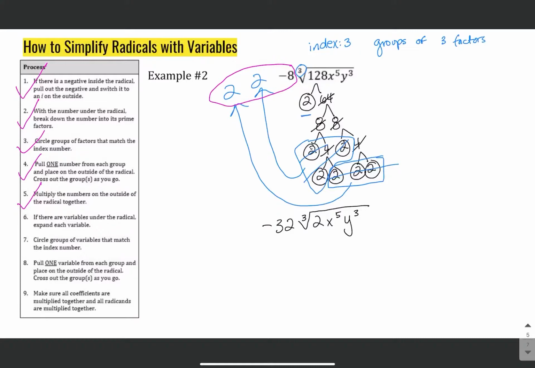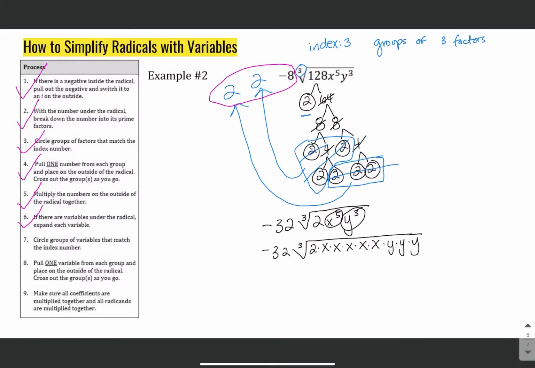Okay, well, I guess let's rewrite one more time here. So negative 32, index of 3. I'm going to make that a little longer for myself because I know I've got 2 times. Notice I have how many x's? I've got 5 of them. So 1, 2, 3, 4, 5. I've got how many y's? 3. 1, 2, 3. Make my radical a little longer. Okay, so I got that done.